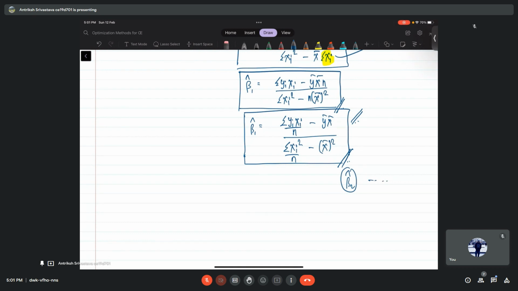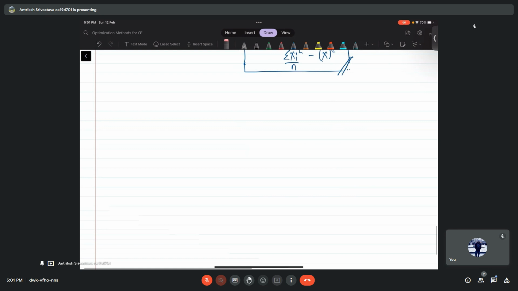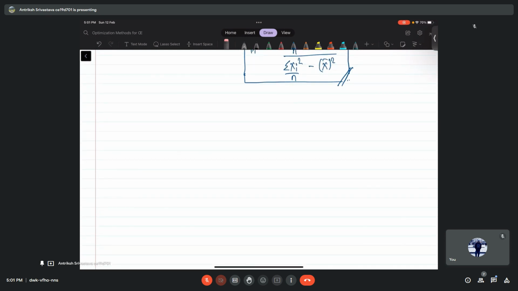Okay, so now, if you spend time, you don't have to use Excel or a machine. You can manually calculate the parameters beta naught hat and beta 1 hat. And even if you have more variables, you can go for multivariable linear regression, also called multivariate linear regression. Okay, so this is for the simple linear regression.